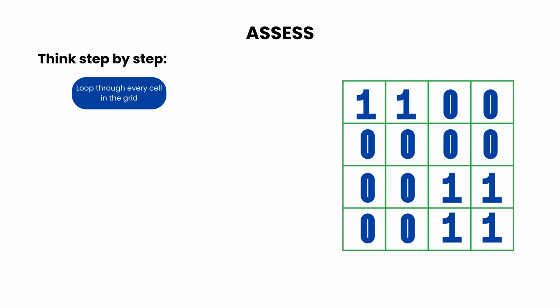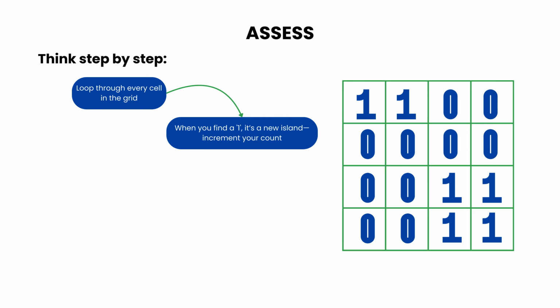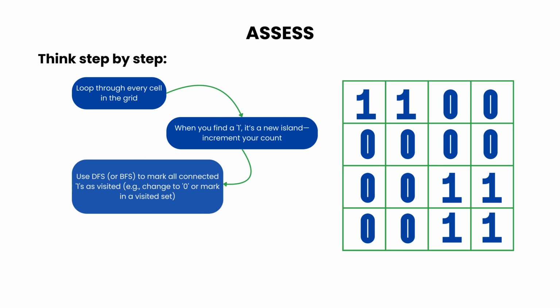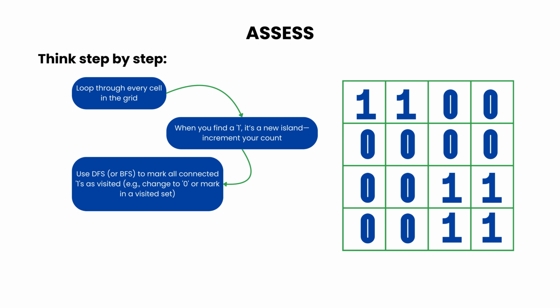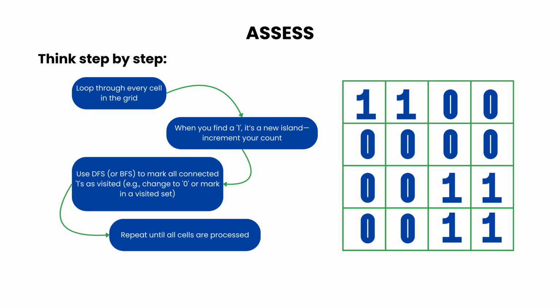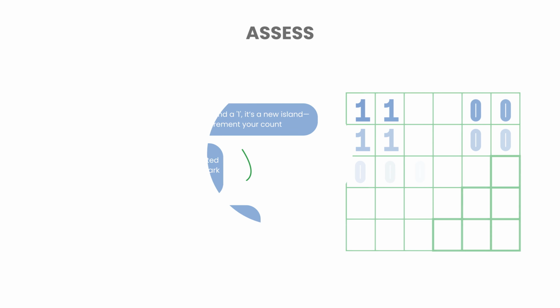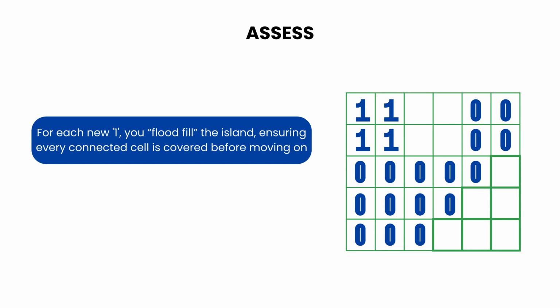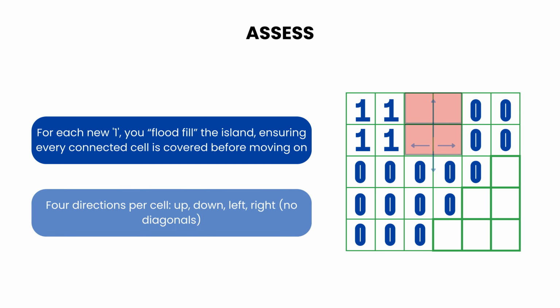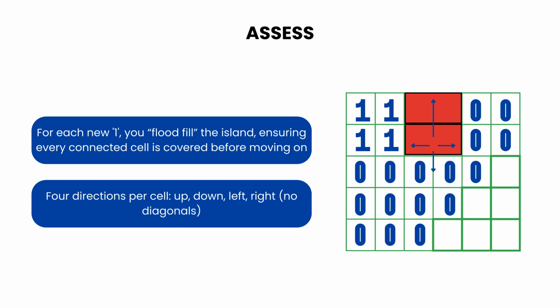Loop through every cell in the grid. When you find a 1, it's a new island. Increment your count. Use DFS or BFS to mark all connected ones as visited, for example, change to 0 or mark in a visited set. Repeat until all cells are processed. Let's clarify. For each new one, you flood fill the island, ensuring every connected cell is covered before moving on. Four directions per cell: up, down, left, right, no diagonals.